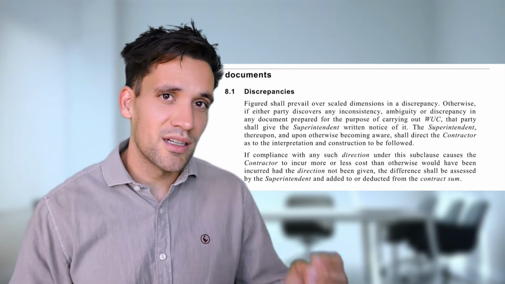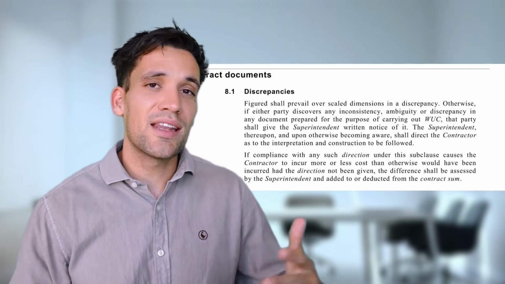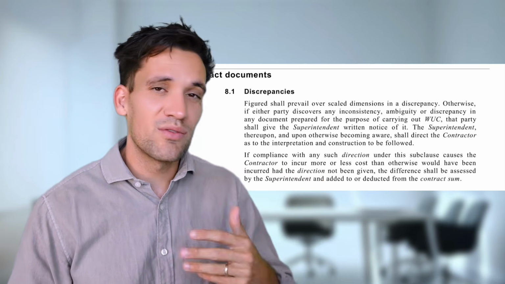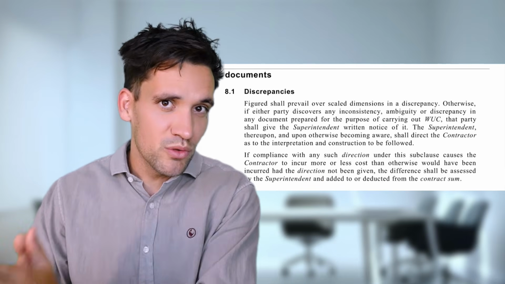For example, in AS 4000 Australian Standard Conditions of Contract, there's a clause that the contractor will get a variation if there's a discrepancy between the bill of quantities and the contract documents. The wording will be confusing and overly complex, but the underlying principle is very simple.